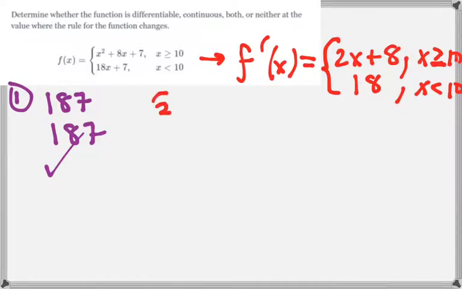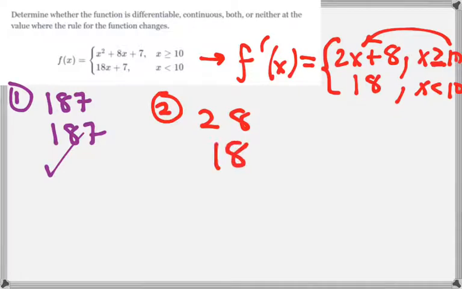So now checking my derivative values, if I plug 10 into the top function, the slope for values more than 10 is going to be 2 times 10 plus 8, or 28. And if I plug it into the bottom function, well, there's nowhere to plug it in. I'm always going to get 18, and uh-oh. From the left, I get a slope of 18. From the right, I get a slope of 28. My slope suddenly changes from one value to another.